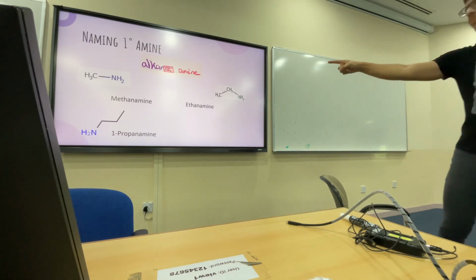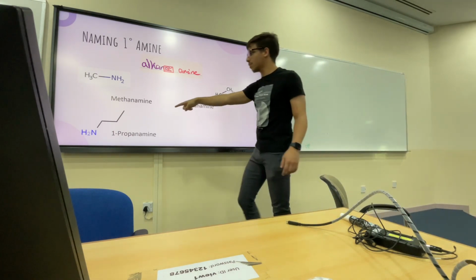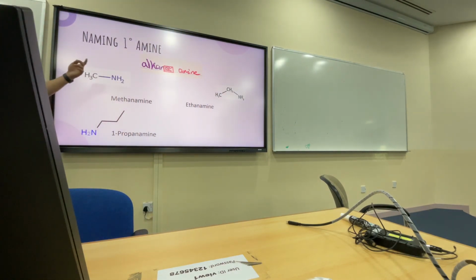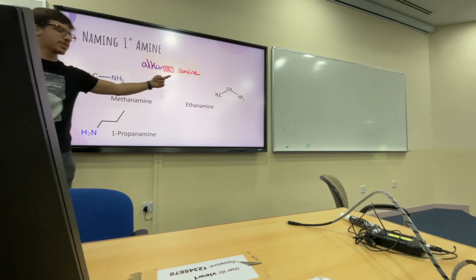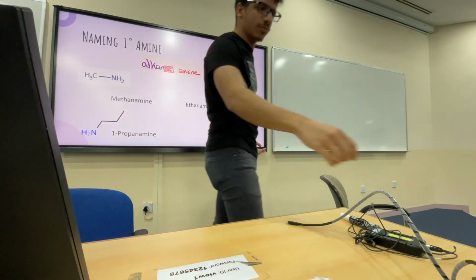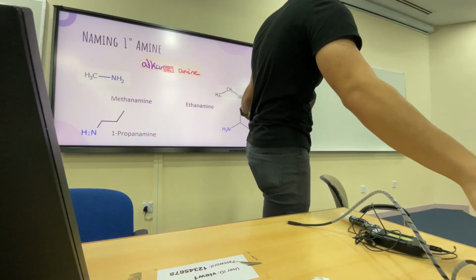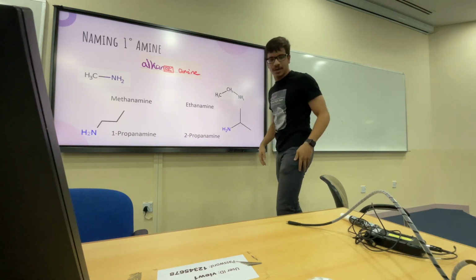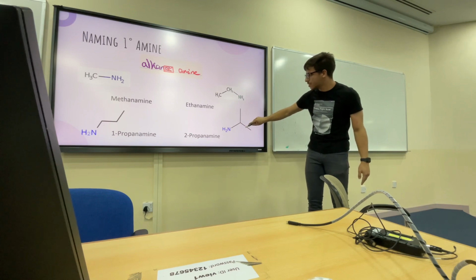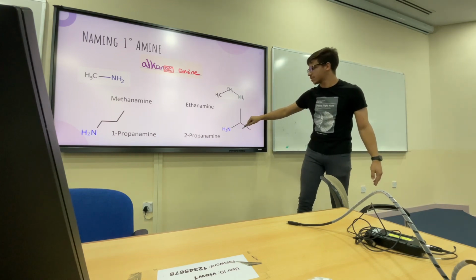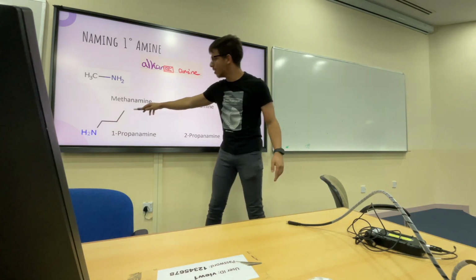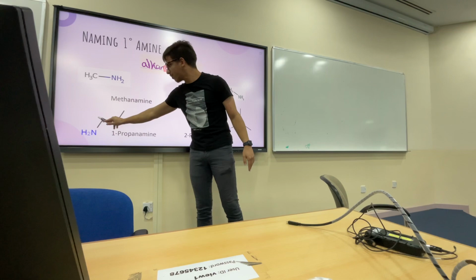In propanamine, we add the directions because, as we know, the NH2 can be on the first carbon or the second carbon. But here in ethanamine, we didn't add because if it was on the second carbon, it will be still on the first carbon from the other direction. Here, as you can see, this contains 3 carbons. The amine group is on the second carbon, so that's why we call it 2-propanamine. Not the same as this one, propanamine, because here the NH2 group is on the first carbon.